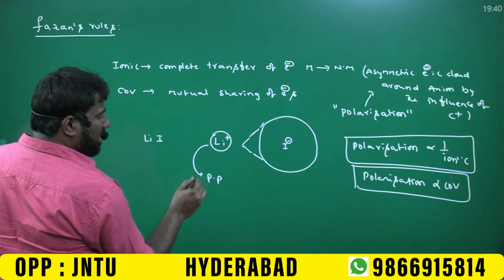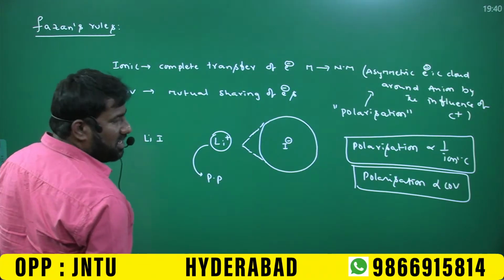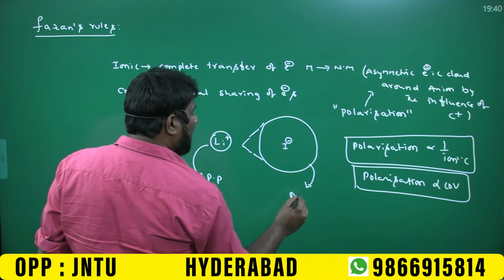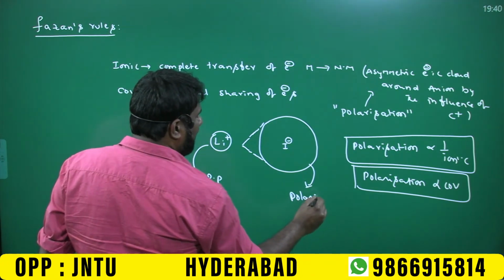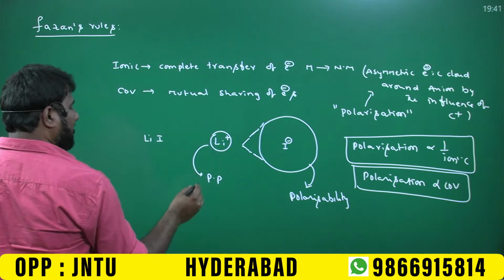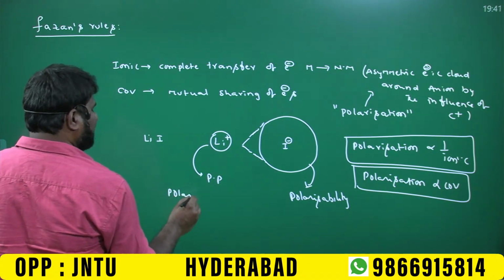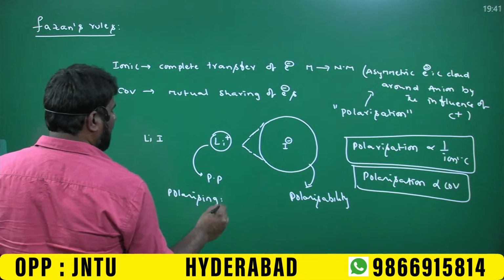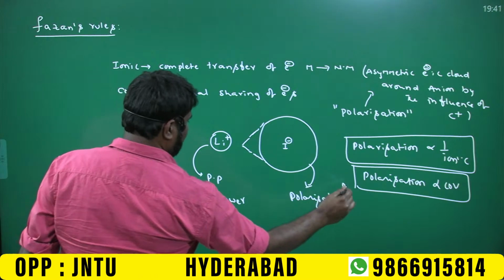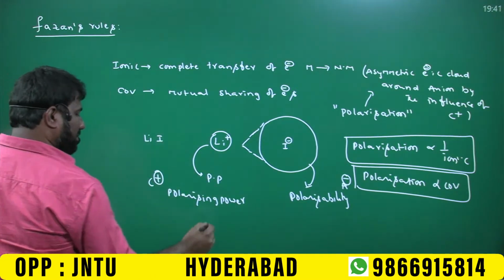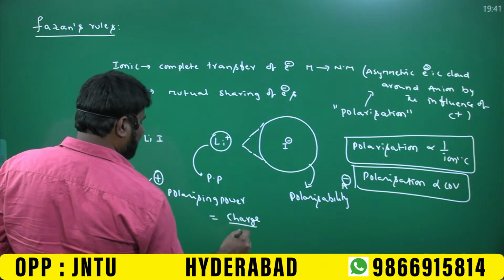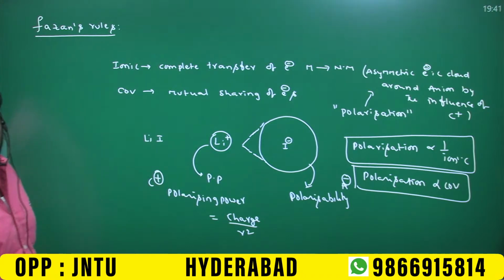Cation కున్న tendency ఏమంటాం? Polarizing power. The tendency of anion to get polarized is called polarizability. What is that? Polarizability. Okay. Polarizability, polarizing power. PP means polarizing power. Polarizing power is for cation, polarizability is for anion. Polarizing power equals formal charge by radius square.